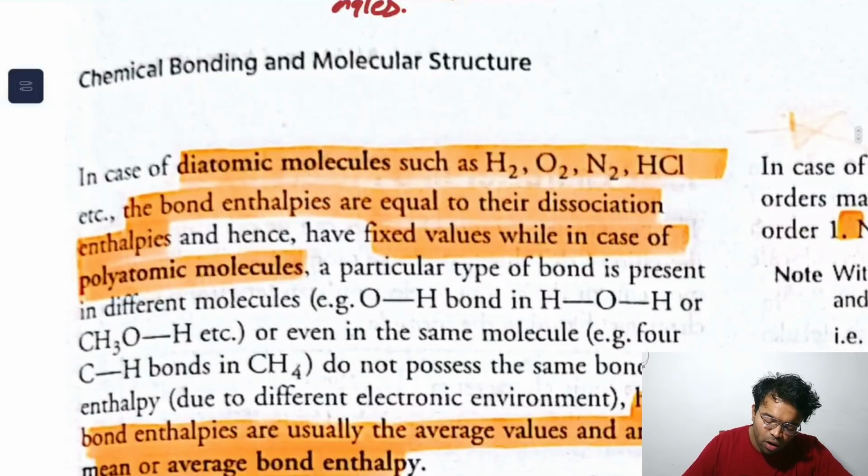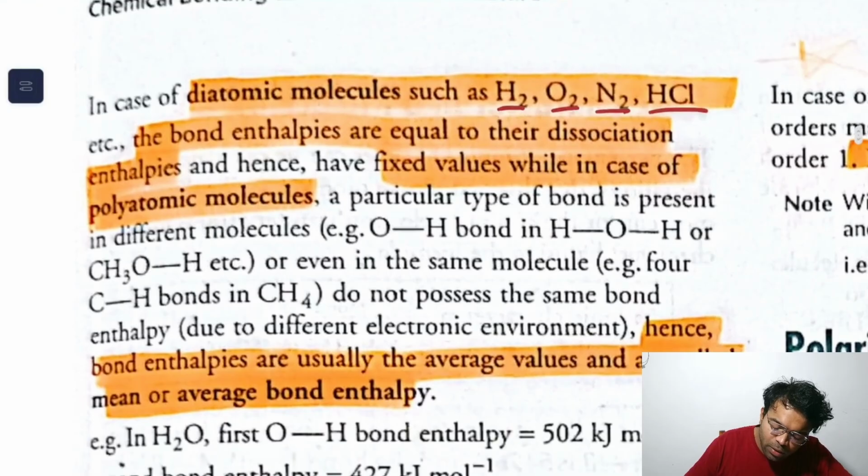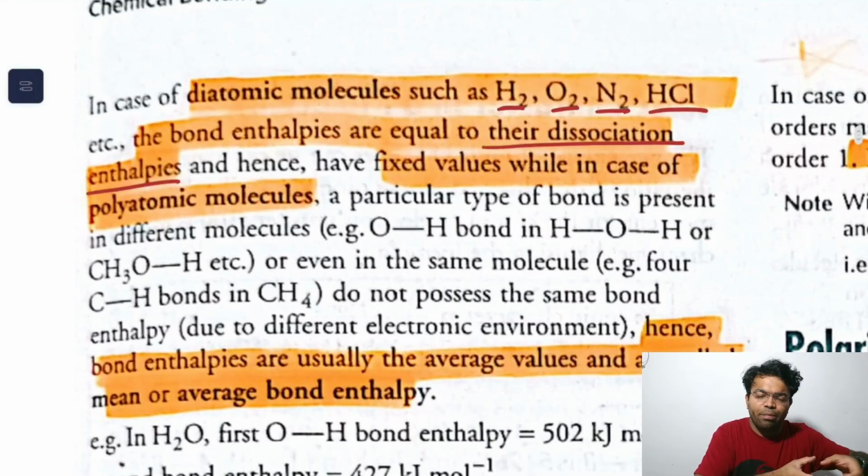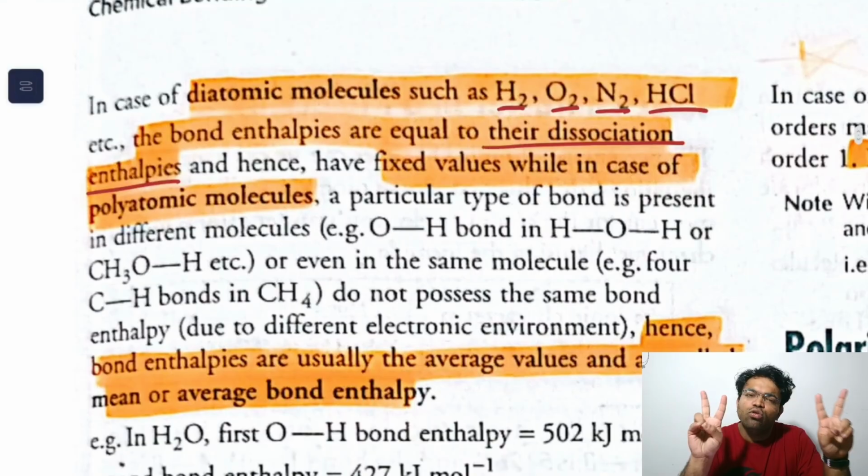In case of diatomic molecules such as H2, O2, N2, and HCl, the bond enthalpies are equal to their dissociation enthalpies. Now, what is bond enthalpy? It is the amount of energy required to break 1 mole of similar bonds between two atoms in a molecule. Now, what is dissociation enthalpy? Again, you are separating a molecule into its constituent atoms. You are dissociating it.